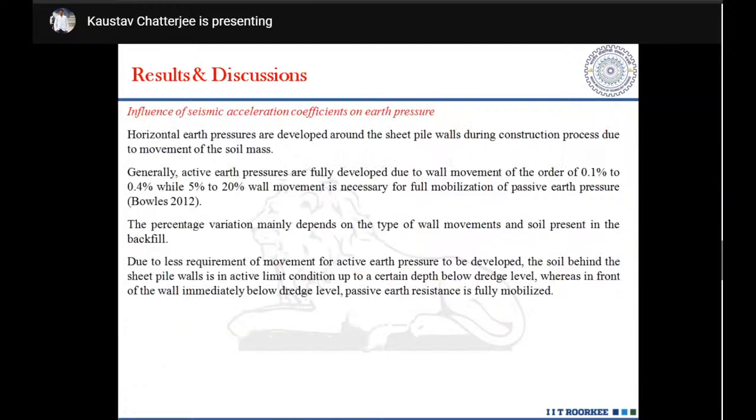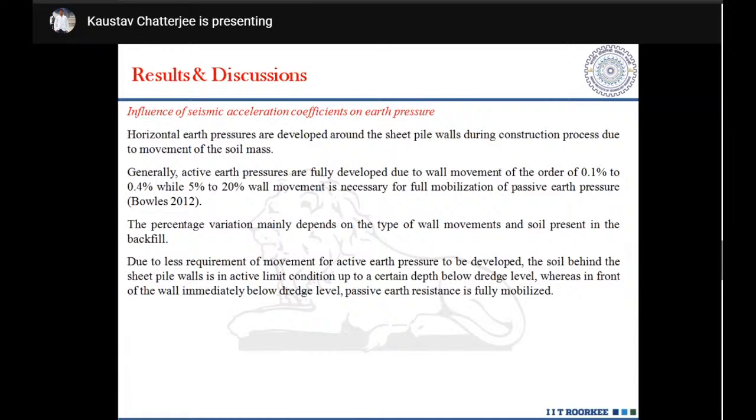Next is on the earth pressure. So horizontal earth pressures are developed around the sheet pile wall during the construction process due to movement of the soil mass. Generally, active earth pressures are fully developed due to wall movement of 0.1% to 0.4%, whereas 5% to 20% wall movement is necessary for full mobilization of passive earth pressure. That's why active is always fully mobilized, whereas passive is partially mobilized.